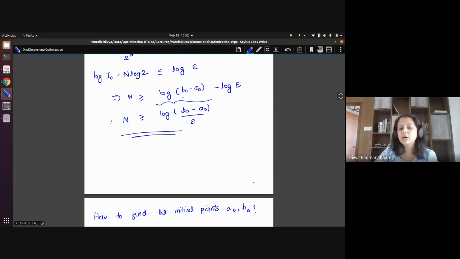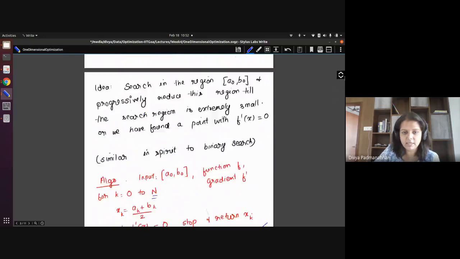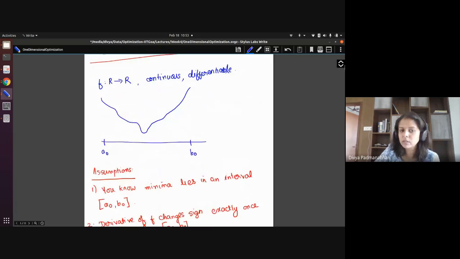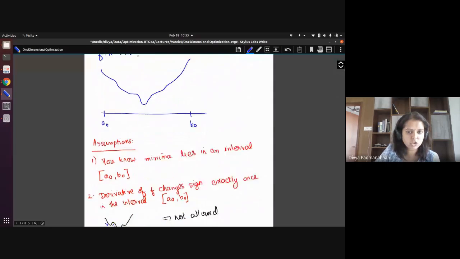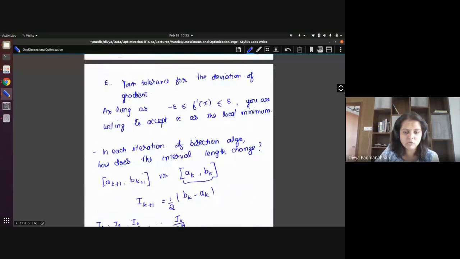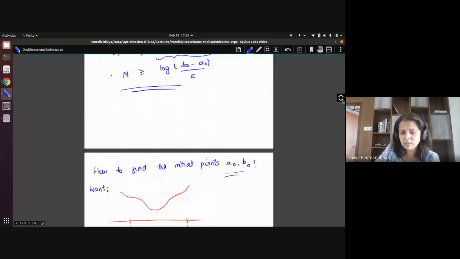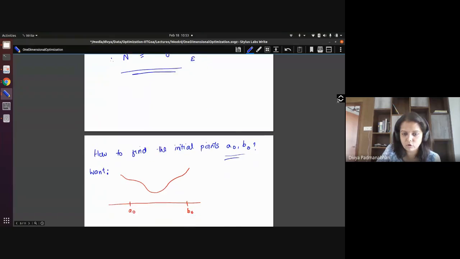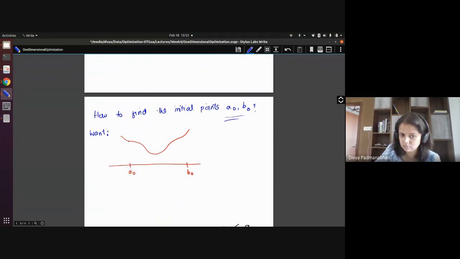Now, how would you fix the initial points, a naught, b naught? In this case, I told you already that a naught, b naught is the range. But if you didn't know anything about the function, how would you fix these values of a naught and b naught? Remember that you want something of this form: an a naught somewhere here, the function reduces in this range, and then it also increases up to b naught. Something of that behavior is what you want. So any thoughts? How can you get an initial estimate for a naught and b naught?